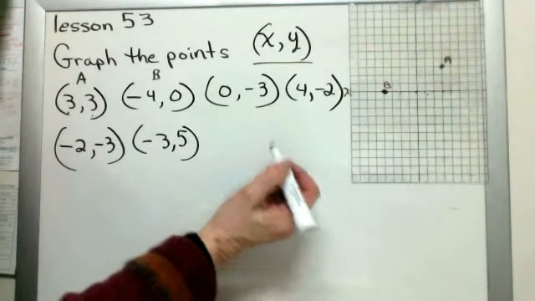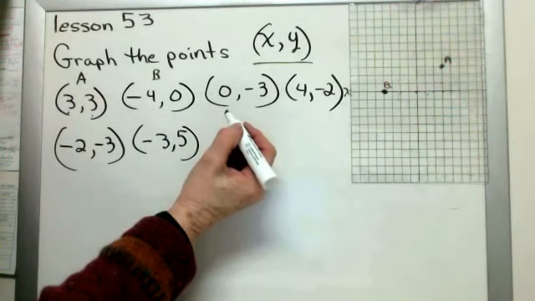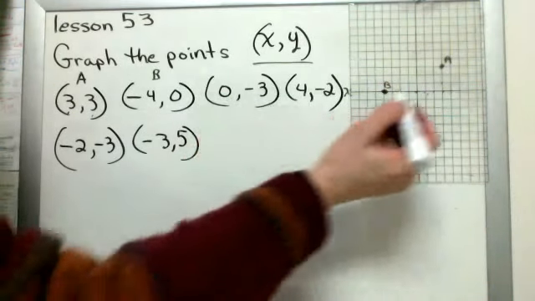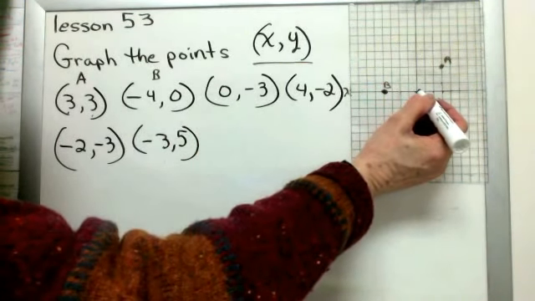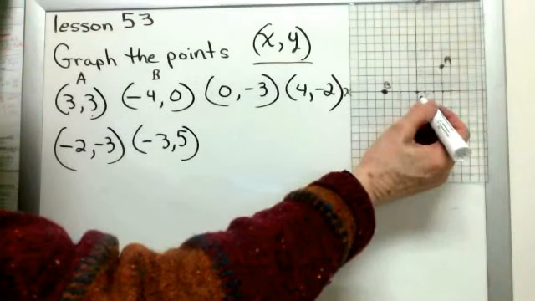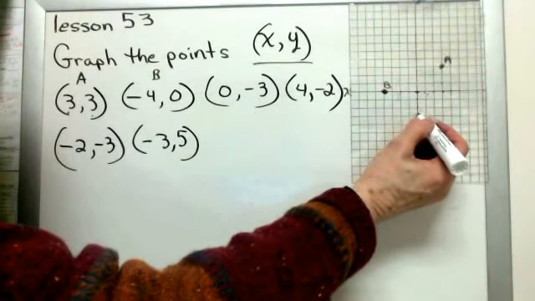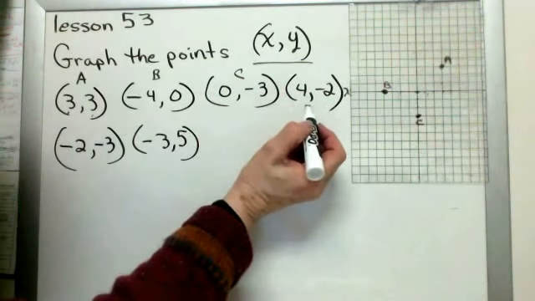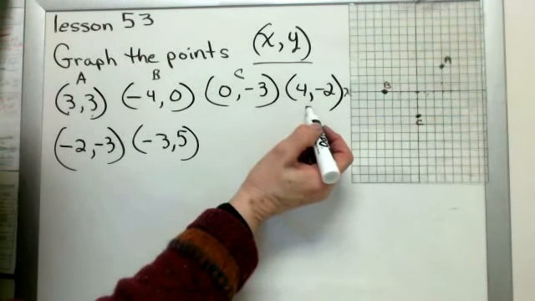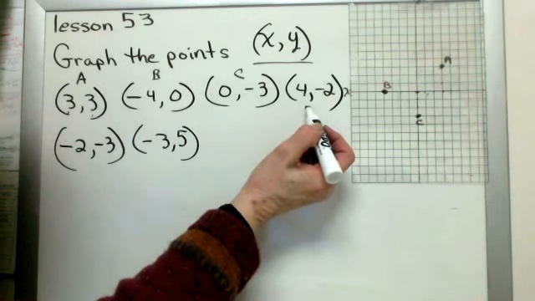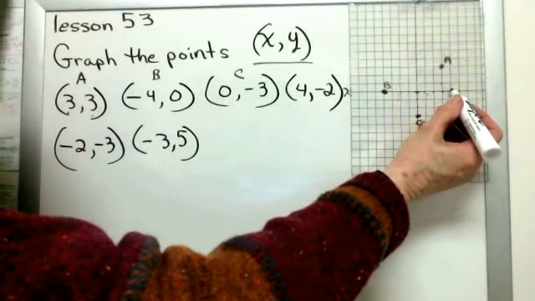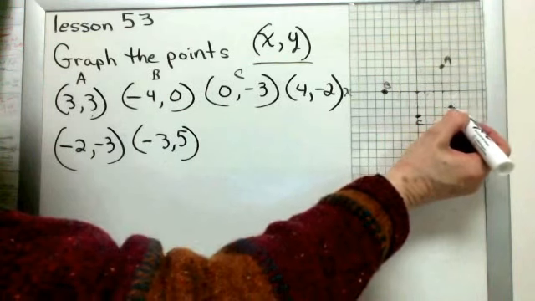All right, let's try another one. How about on the x-axis, start at 0, 0 and move 0. So don't move, and then move negative 3 on the y-axis. So we'll call that point C. All right, let's try this one. Hey, if you think you know how to do this, stop the video and try it on a piece of graph paper first. All right, I'm going to go over 4, 2, 3, 4, down 2. We'll call that point D.